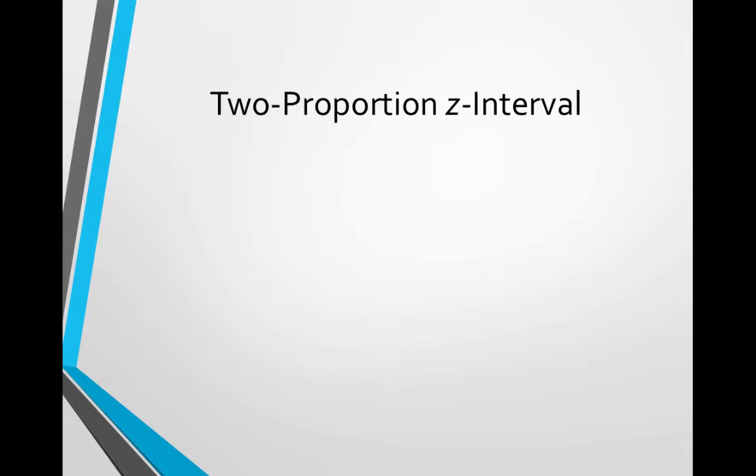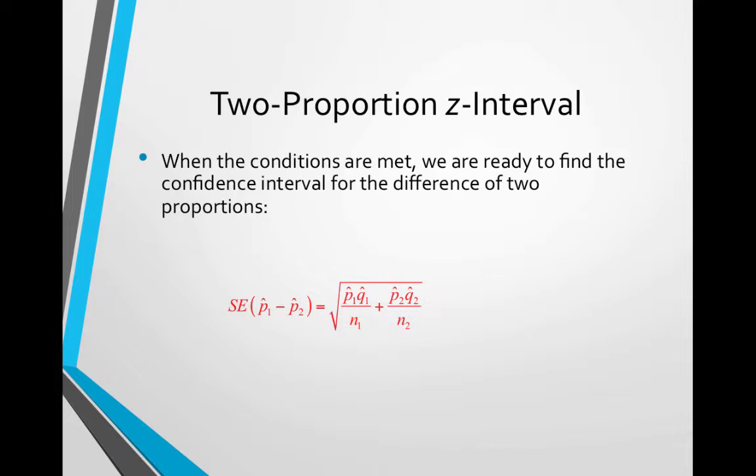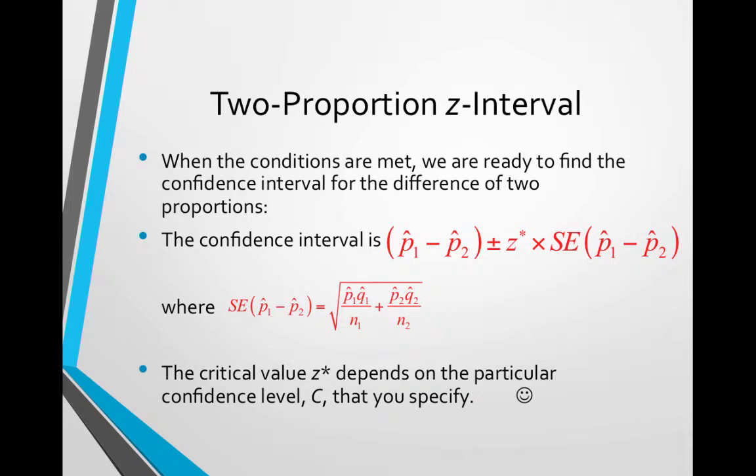We know how to do a one proportion Z interval, and now we're going to know how to do a two proportion Z interval. When the conditions are met, we are ready to find the confidence interval for the difference of two proportions. The confidence interval is p hat 1 minus p hat 2 plus or minus our critical value times the standard error of the difference in our proportions.